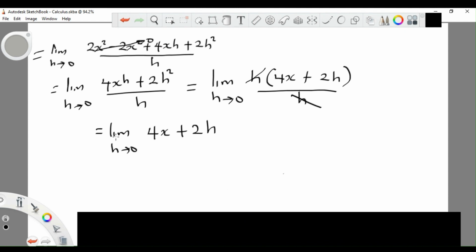Remember, the limit here means that as h tends to 0. So if h is equal to 0, so therefore we have what? We now have 4x plus 2, h is 0. So that gives us 4x, 2 times 0 is 0. So our answer is 4x. So the derivative of 2x squared is 4x. So this is how we differentiate from first principles.